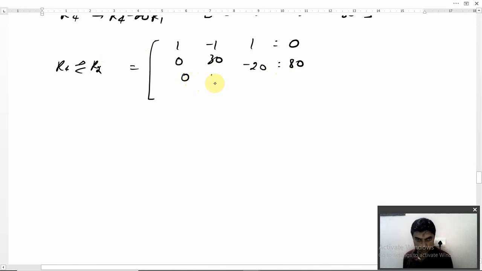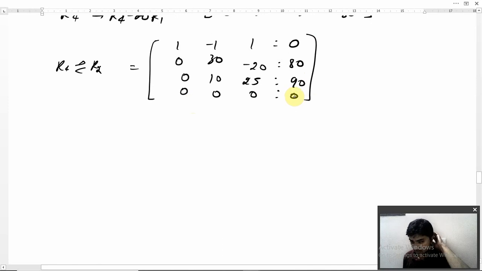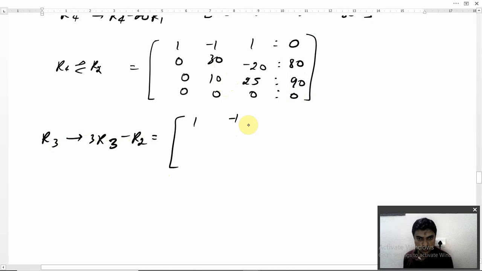The next is 0, 10, 25, 90. The last row is 0. One can see very easily the last row is 0, therefore the rank of this matrix will be 3. Is it clear? The next value I want to make 0 is this 10. So what I can do, only R2 can be subtracted from R3. So therefore I will change R3 as 3R3 minus R2. So only one change I can do, remaining I cannot do anything. So remaining terms I will keep as they are.